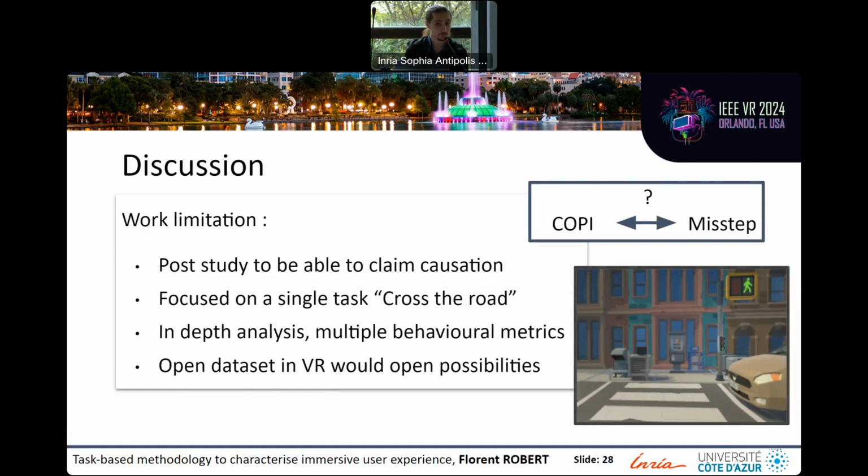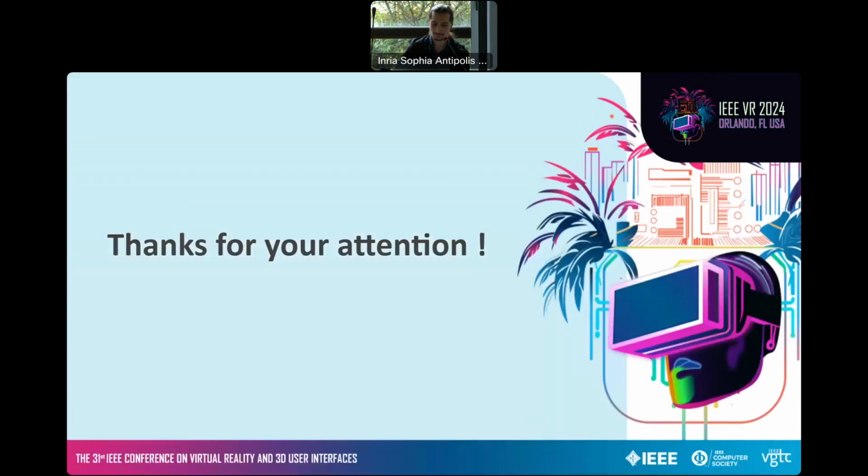This analysis was focused on the task of crossing the road only. It could be interesting to look at different types of tasks to see what we could get. It could also be interesting to go more in depth on the analysis of behavior by using multiple behavioral data to see if we can create more precise profiles. And finally, the amount of open datasets in VR that exist is not that big. It will be interesting in the future to have more such datasets to open more possibilities for behavior analysis in VR. Thank you for your attention.